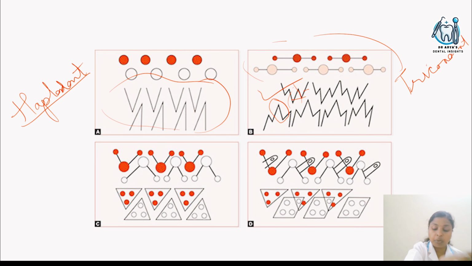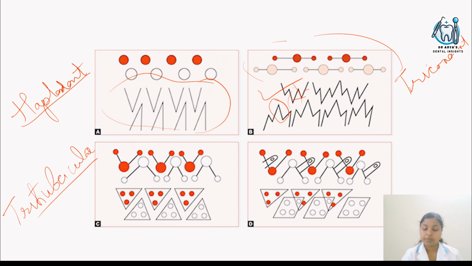Next one is the more efficient three-cornered tritubercular. This is the tritubercular molar arrangement. Here, this is consistent with the teeth bypassing each other more or less when the jaw is open or closed. So this is a tritubercular arrangement, and this is the more efficient three-cornered molar arrangement.